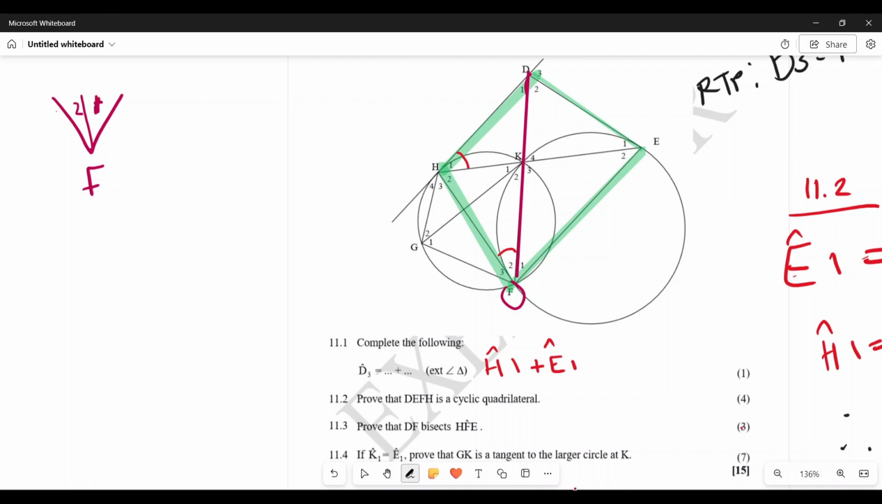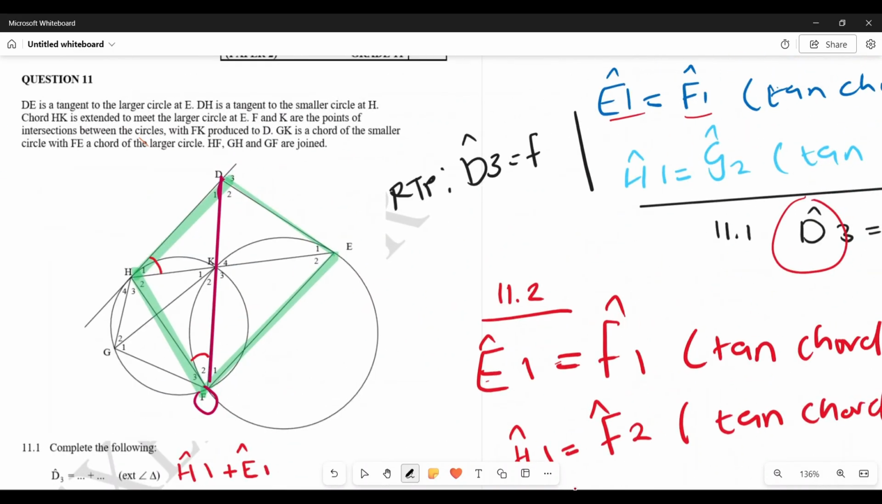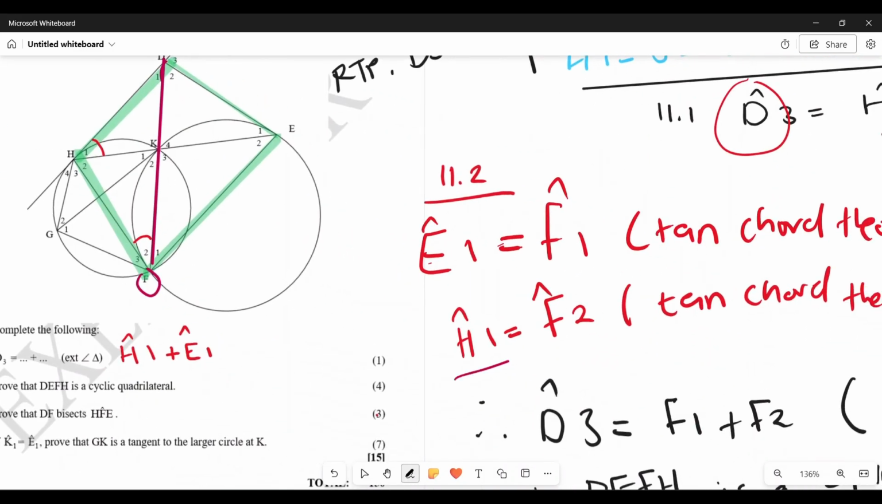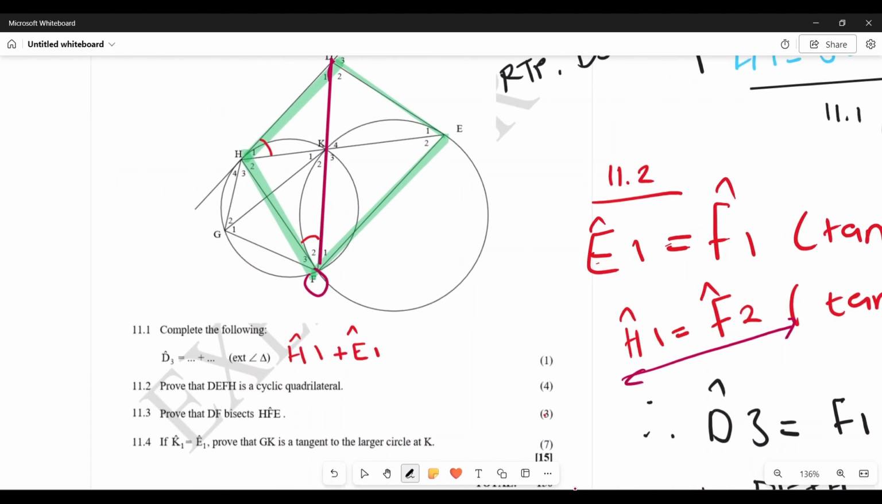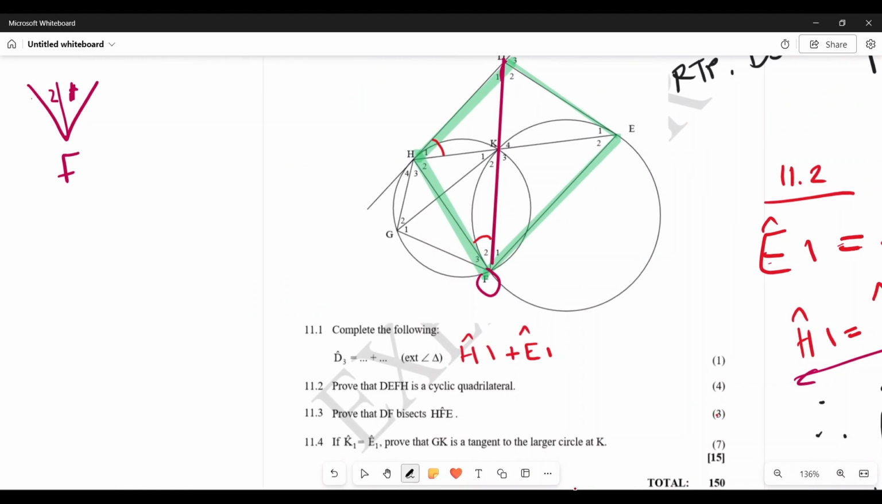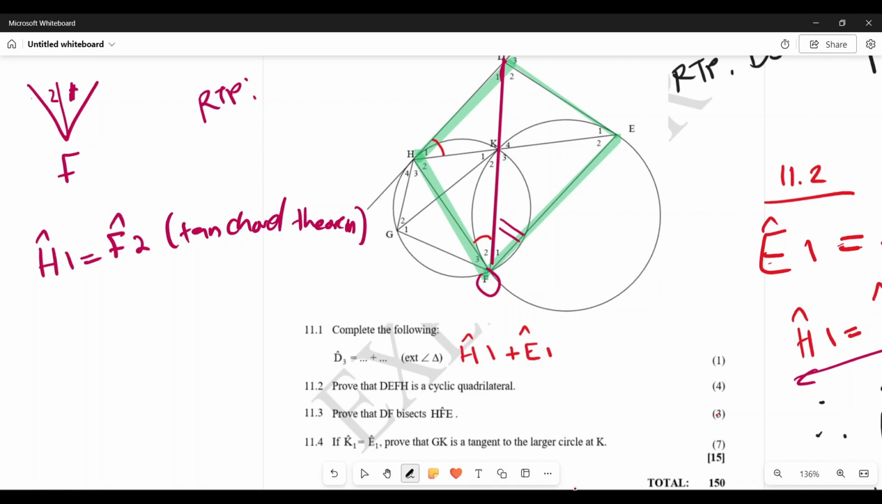Now, I want you to note something. Remember before we said in accordance to the tan chord theorem, right? Here, this point here, we said H1 is equal to F2, and our reason was tan chord theorem. So this would be my first point. If H1 is equal to F2, can you agree that if I could prove that H1 is equal to F1, therefore this angle F will be bisected, meaning that F1 is equal to F2? So now I want to prove that H1 is also equal to F1.